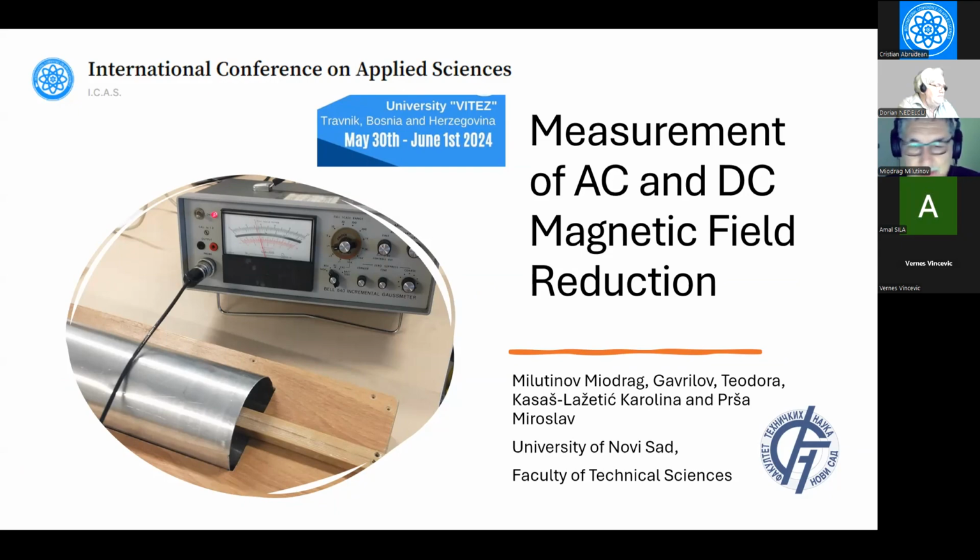I saw all your wonderful papers dealing with electrical cars and buses and other things. We try to analyze electromagnetic compatibility, or maybe some possible magnetic field reduction of DC or AC currents. This is a pilot measurement. You will see why we started with this type of measurement, and at the end I will say what our further research interest is.